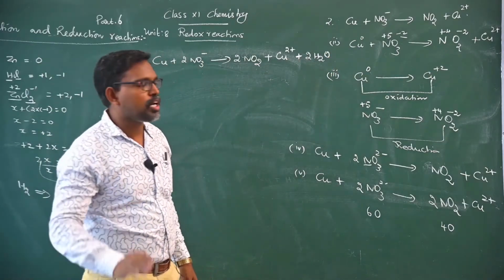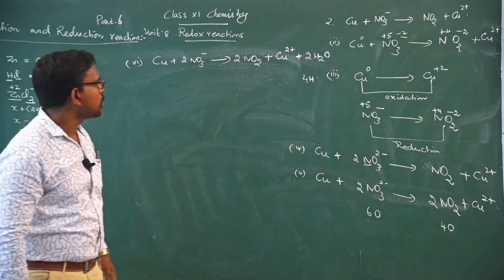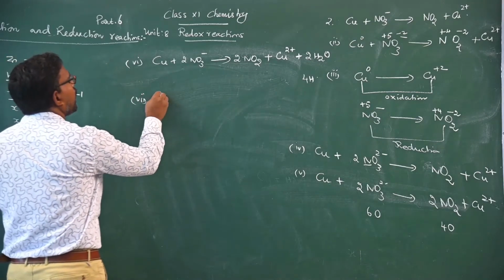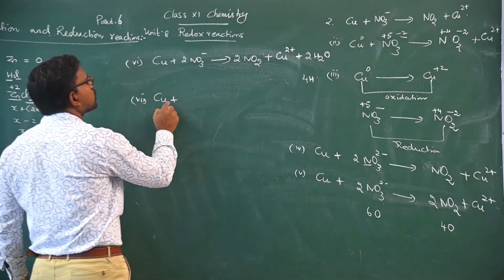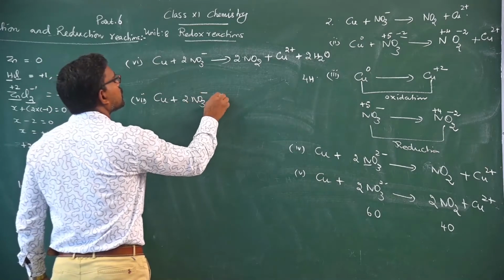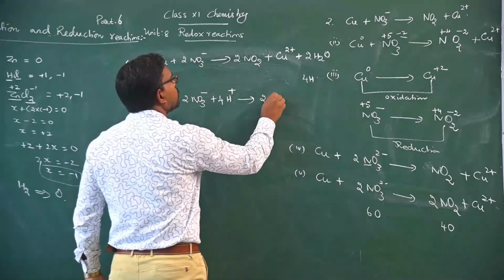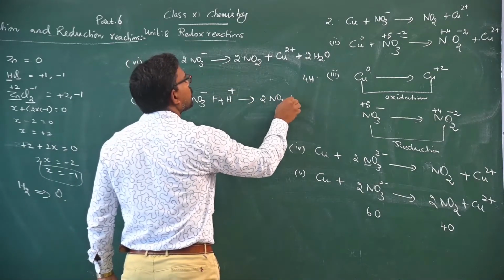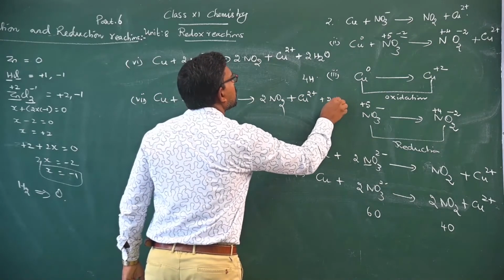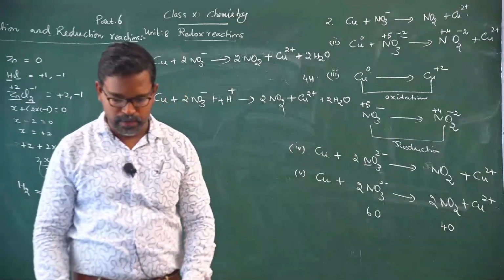Now hydrogen is not balanced. Here 4 hydrogen atoms are present in the product side, so that much quantity of hydrogen is added on the reactant side. So Cu plus 2NO3 minus plus 4H plus ions gives 2NO2 plus Cu2 plus and 2H2O. So this is the balanced form of the equation.